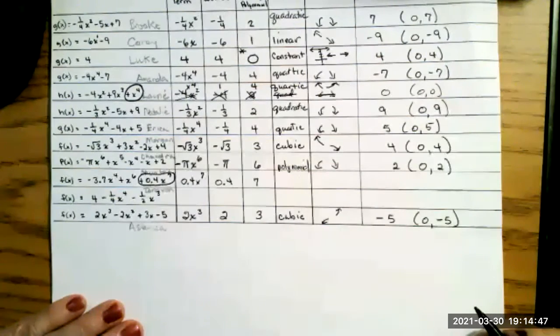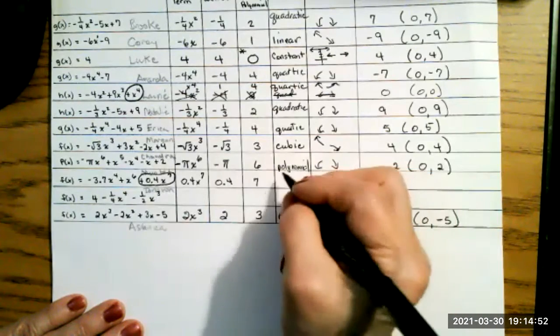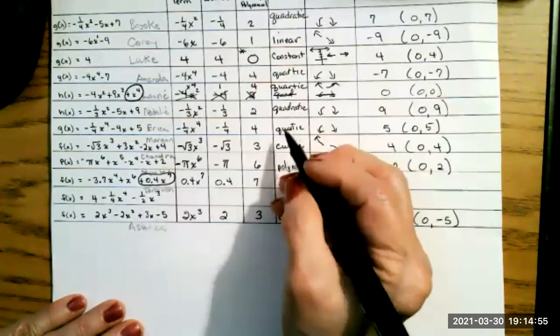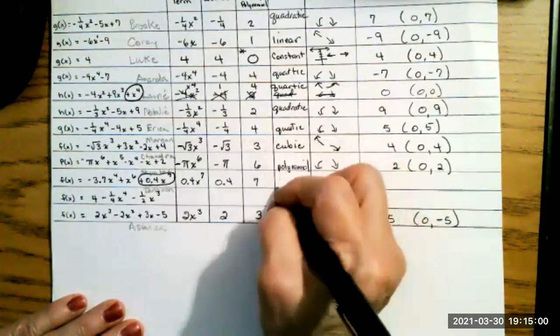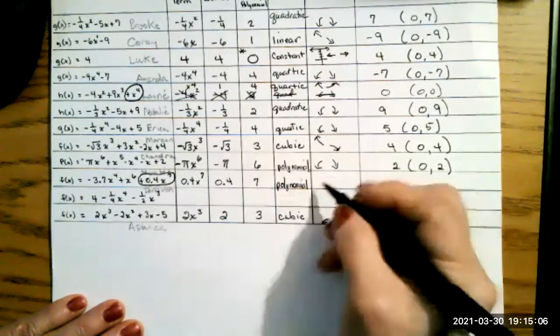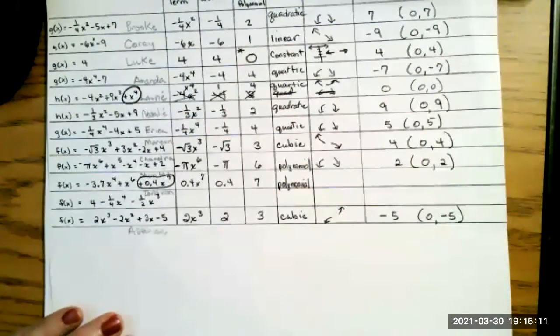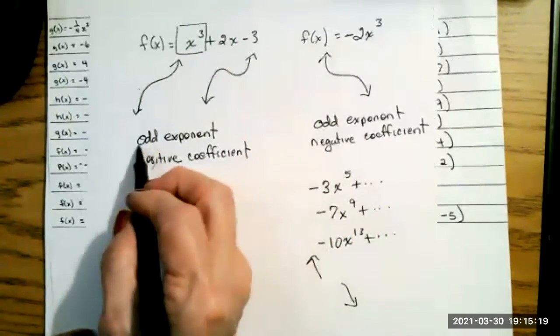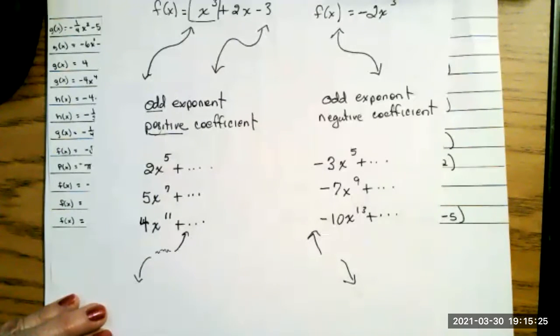I didn't get anything else but classification, behavior, y-intercept, or the point. If it's more than quartic, then it's just a polynomial. Okay, how about the ending behavior? Since it's odd and positive, what did that odd and positive one look like? Here it is, odd and positive. One goes up and one goes down, like that.